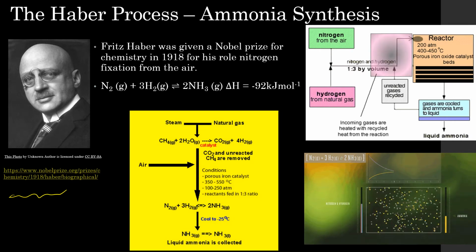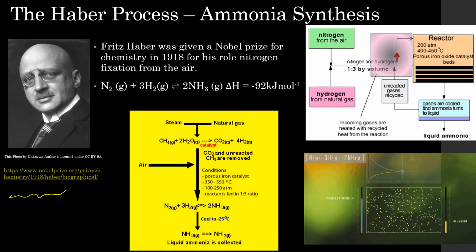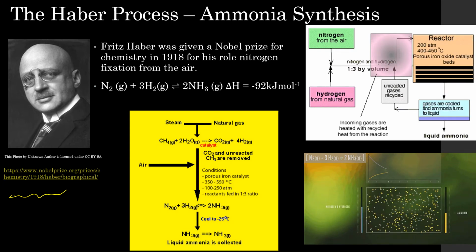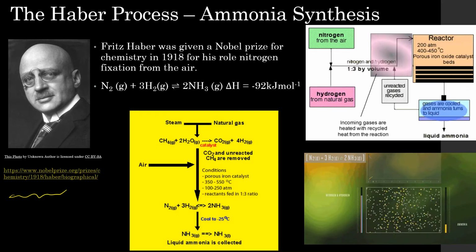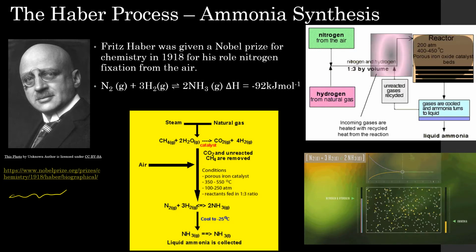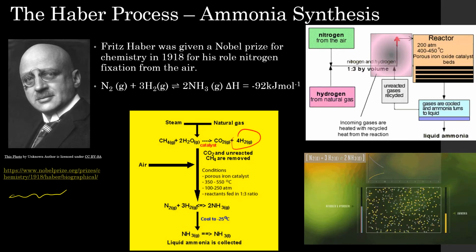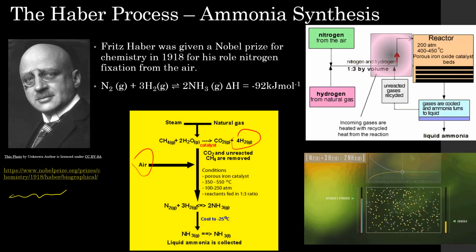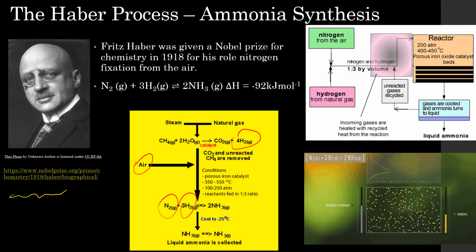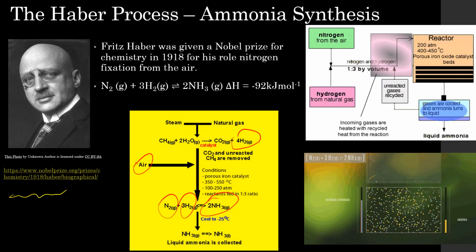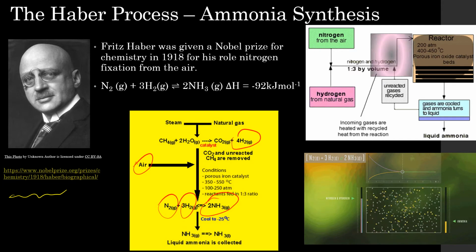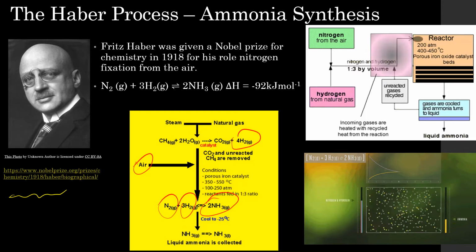Now, he was given this Nobel Prize for his role in the nitrogen fixation in the air, and he created a process which is now called the Haber process. Sometimes you'll see it called the Haber-Bosch process, and you'll know Bosch from your power tools and a lot of tools around your house. Essentially, what that's going to do is combine hydrogen with nitrogen from the air to produce ammonia. And so we can then create ammonia and collect liquid ammonia.